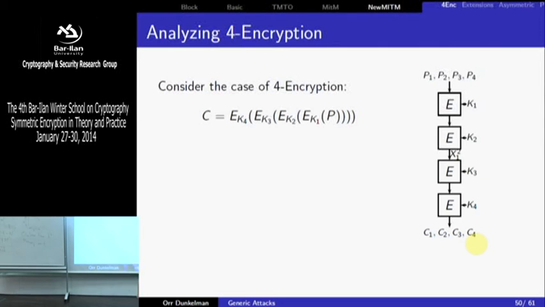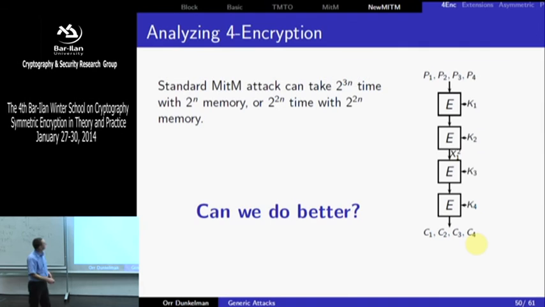You know, you see, let's assume for a second that the sizes are the same. You take four encryptions, 2 to the n for K1, 2 to the n for K2. No, let's say 64. So 2 to the 128 possible values for K1 and K2. You construct the values here. You take 2 to the 128 values of K3 and K4. You go backwards. Then you have meet in the middle. Everybody happy?